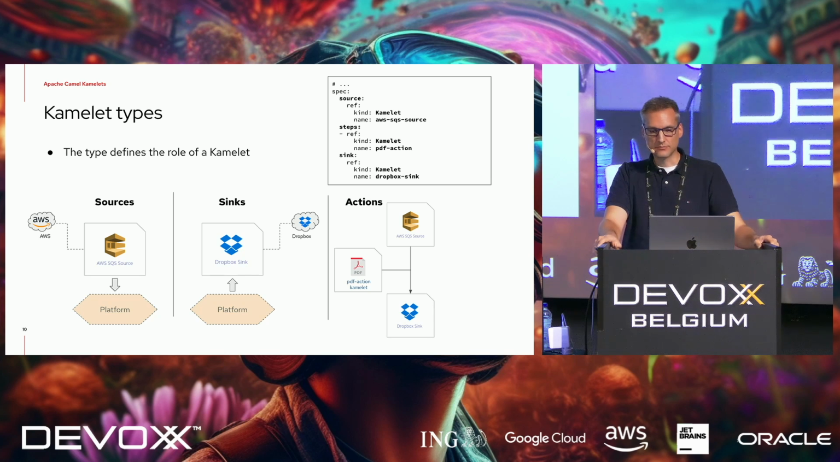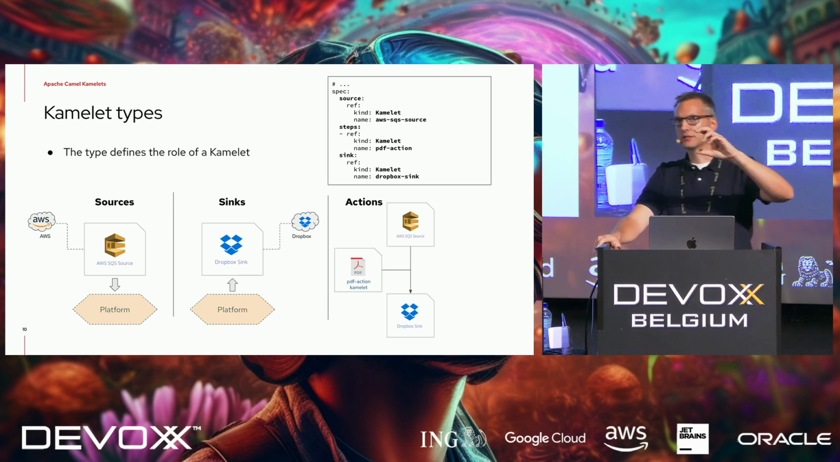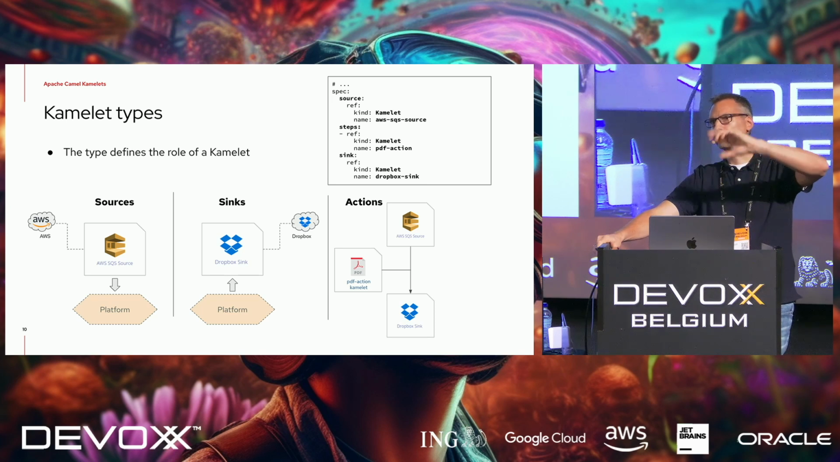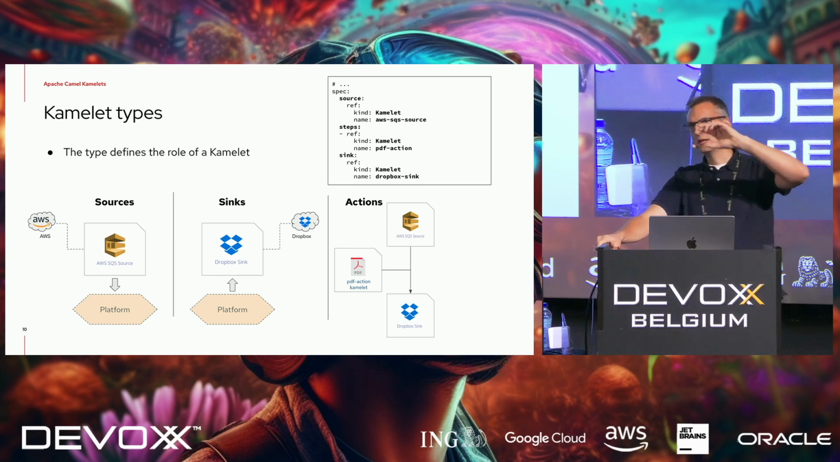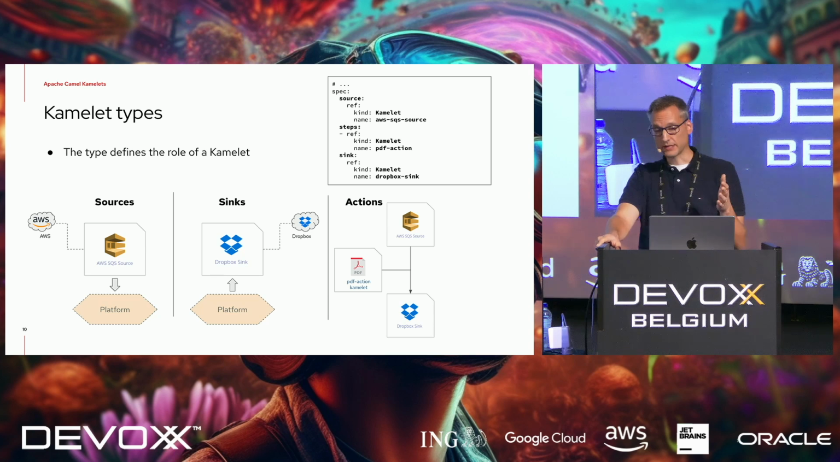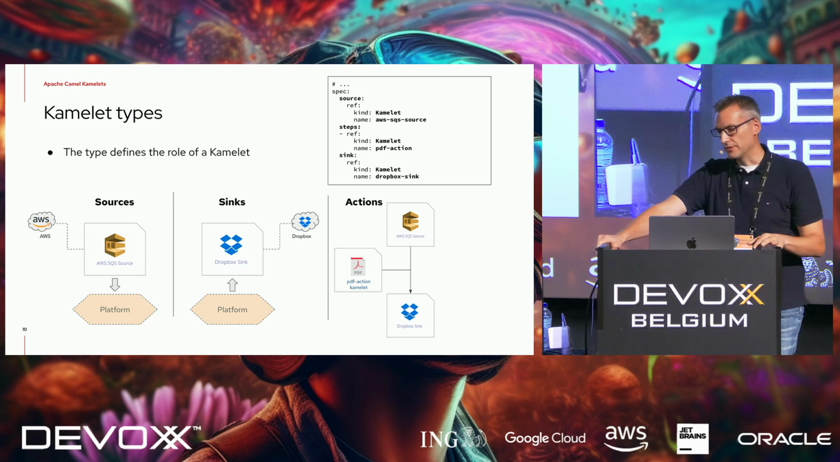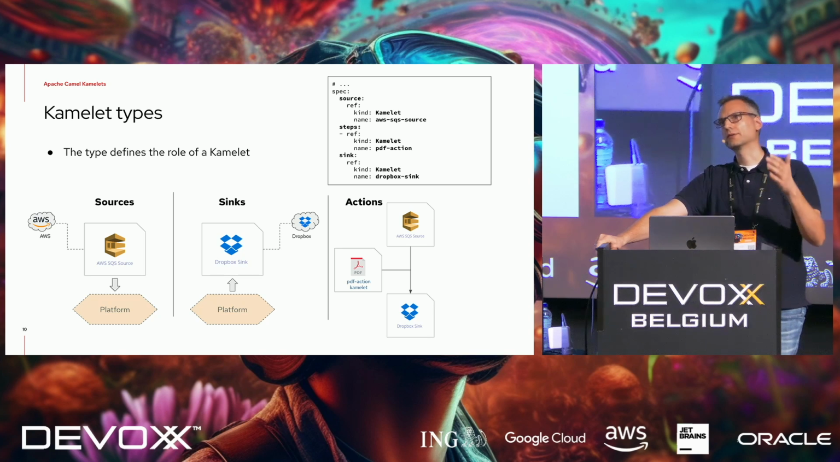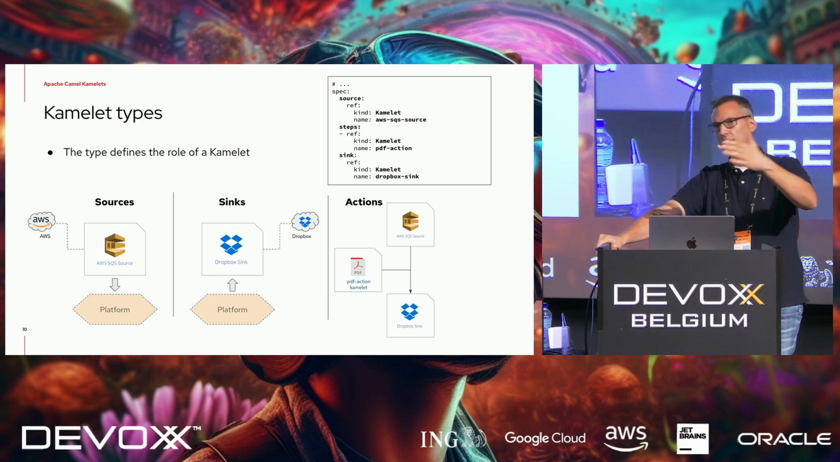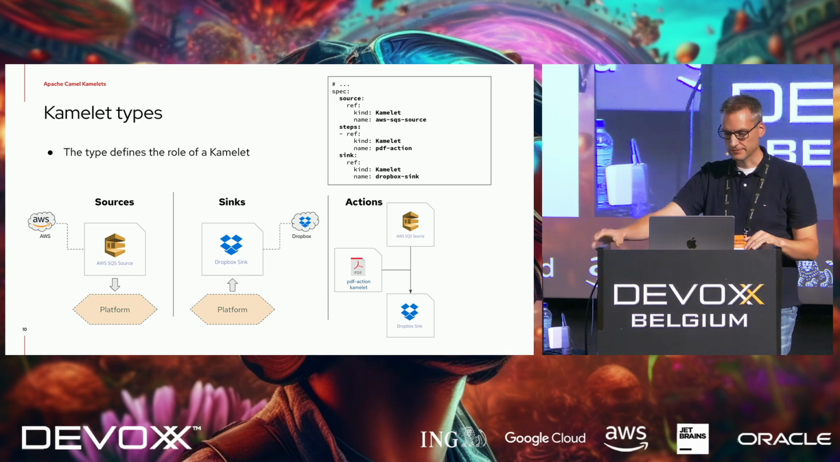And the action can be a step in between. So you link a source with a sink, and in between you can have some steps, and you can reference Camelets of type action. In this example, the PDF action will obviously create a PDF out of the content, and then the PDF file is pushed to Dropbox.